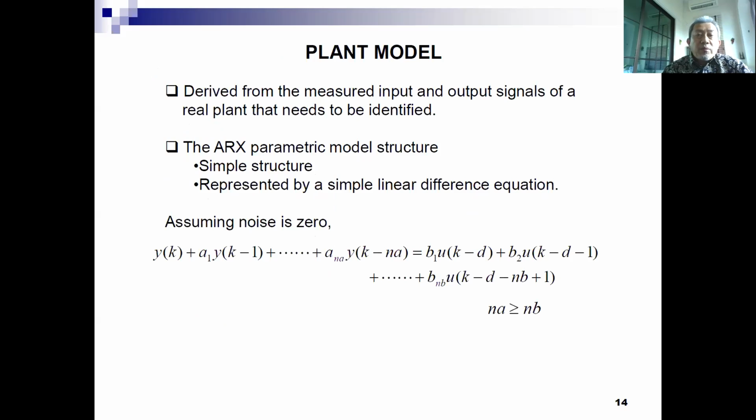So derived from the measured input-output signals of a real plant that needs to be identified, that is the plant model. We use the ARX parametric model structure in today's demonstration due to the simple structure, represented by a simple linear difference equation. By assuming noise is almost zero, due to the fact that the signal to noise ratio is high or significant, we obtain this equation y plus a1 y(k minus 1), and so on, where the order NA is higher than NB.